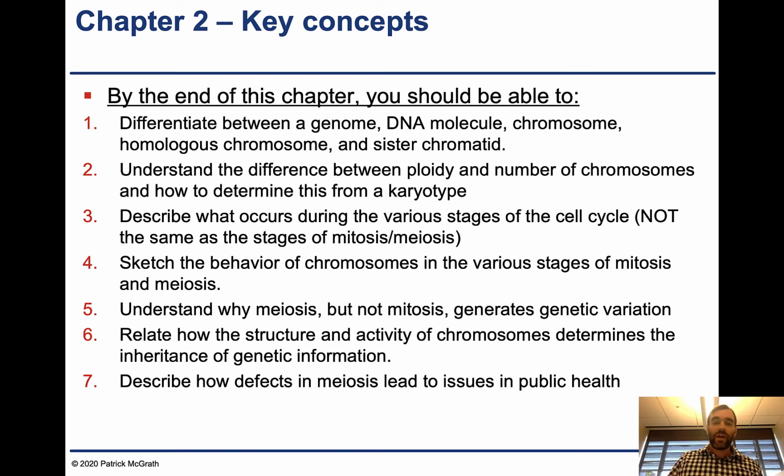You have to know what happens during all of the various stages of the cell cycle, which is not the same as the stages of mitosis and meiosis. You should be able to sketch the behavior of chromosomes in the various stages of mitosis and meiosis, and also recognize in other people's sketches which stage is being represented. So how do you distinguish between chromosomes that are isolated from mitosis? How do you distinguish between chromosomes that are isolated from meiosis? And then how do you figure out which stage it actually represents?